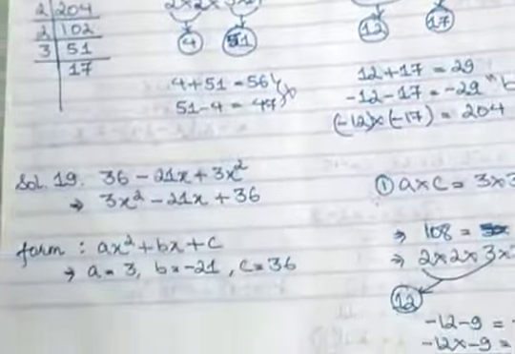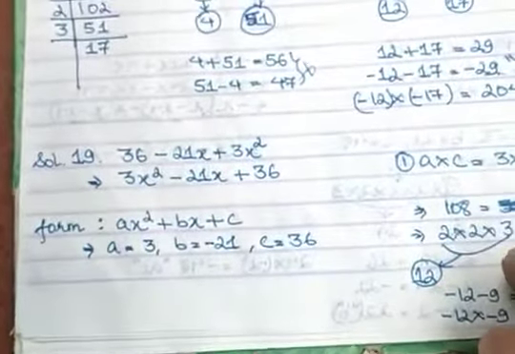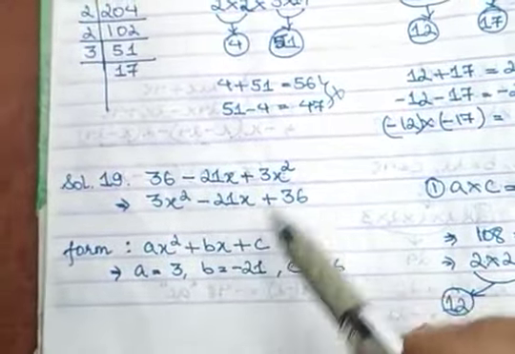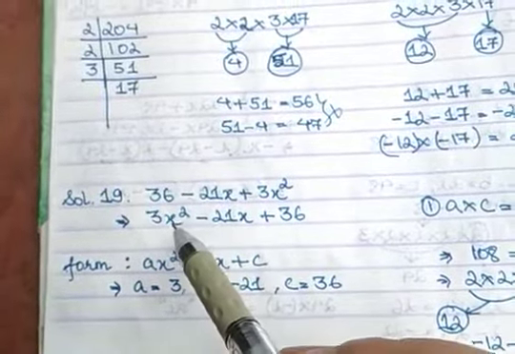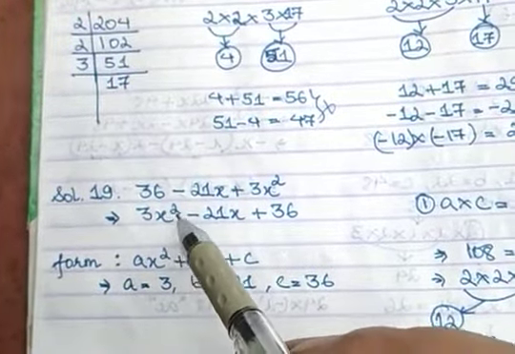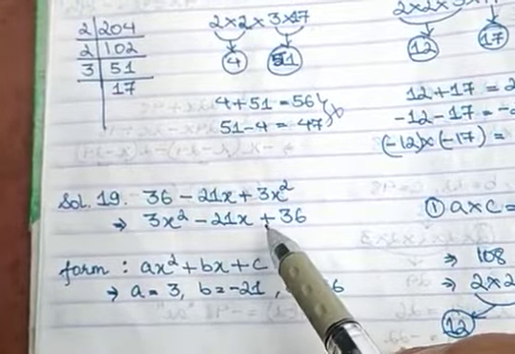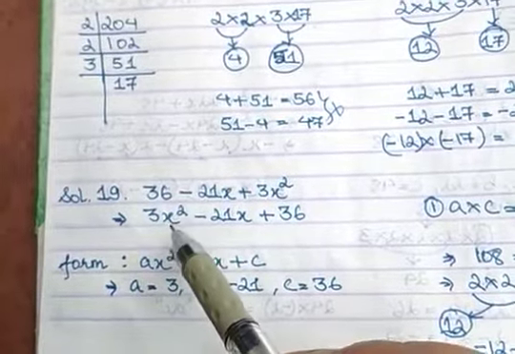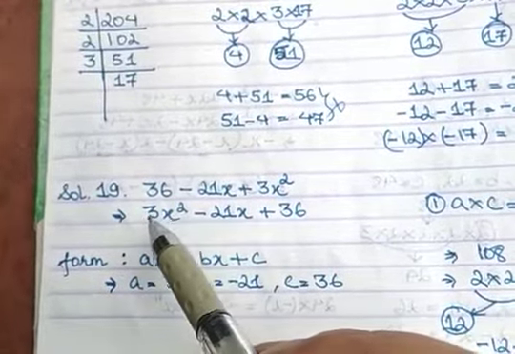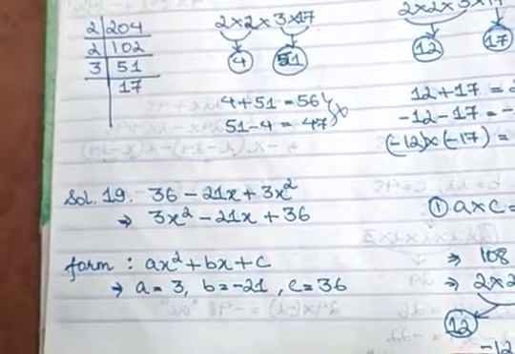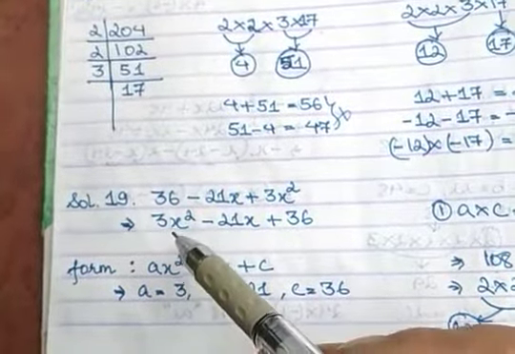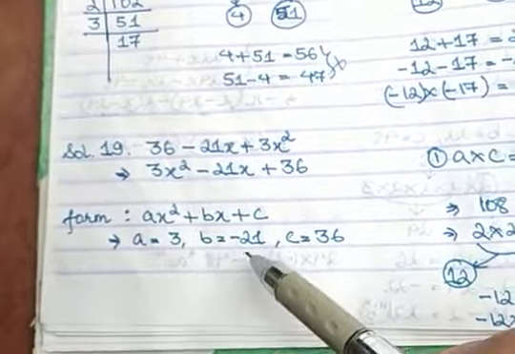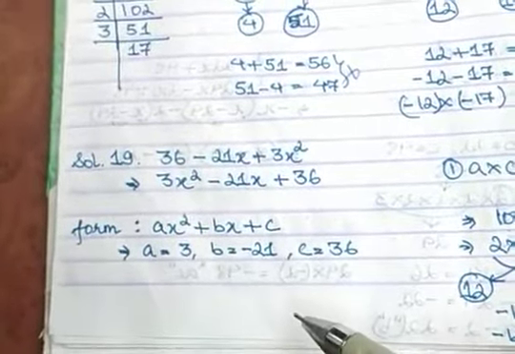Okay. So the next question we have for today is, see, 36 minus 21x plus 3x squared. Again, this is not in the standard form, isn't it? So what I need to do is first arrange it in the standard form. So I have arranged it as 3x squared minus 21x plus 36. Now since the coefficient of x square is positive, no need to do anything, isn't it? But remember, here the coefficient of x square is 3, so the value of a will be 3 in here. b in here is minus 21, c in here is 36. Now what was our first step? a into c.